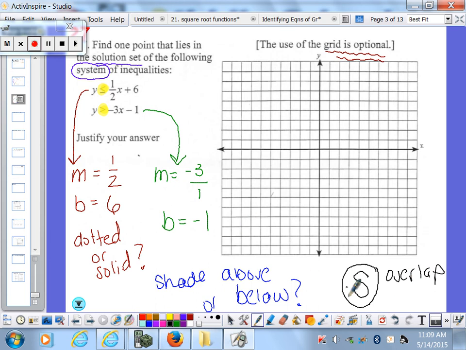Okay? And whenever you're working on a question, it's a good idea to go back and reread and make sure you're answering the question that is asked. It does say find one point that lies in your solution set. So somewhere down here, please write your one ordered pair that would make sense in both of these inequalities. Also, this question says to justify your answer. So after you state your ordered pair, you would want to state why you chose that answer. Okay, go ahead.